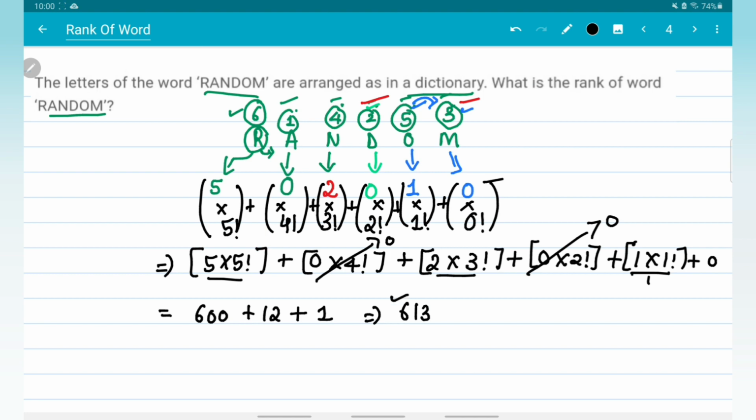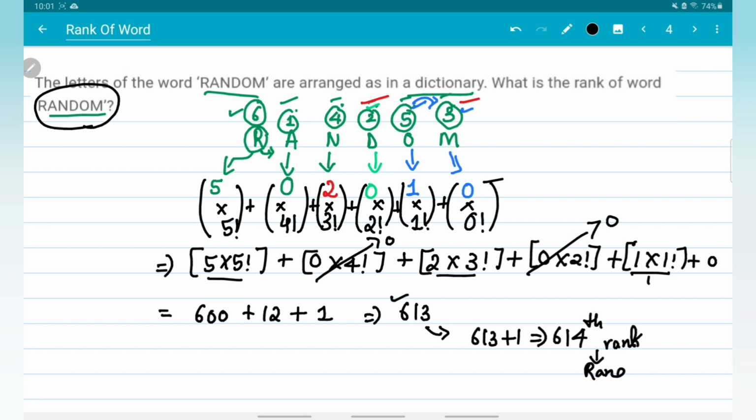So there are 613 words which are before the word random in the dictionary. So in order to get the rank of the word random, we are going to add 1. So 613 plus 1, that is the 614th rank of the word random. Okay, so that is how. Now these are for the words which are without repetition. So they follow the same procedure. It's just that one step is less because there is no repetition. So instead of writing divided by 1 factorial, we don't write anything because that does not change anything.